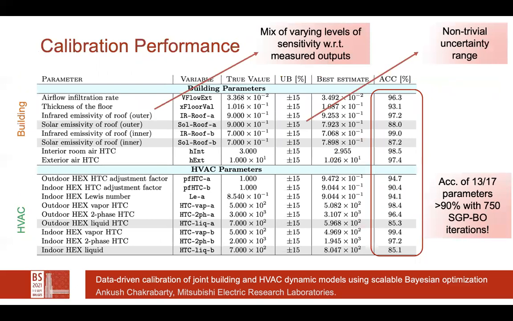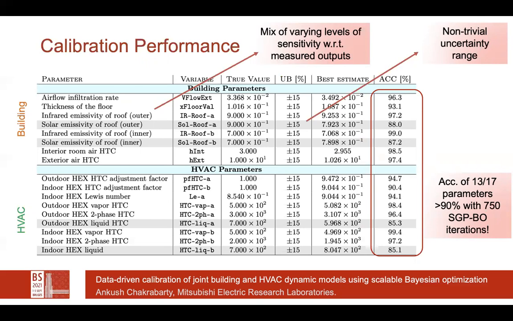This table shows the parameters that we were calibrating. So on the building side, we have, for example, infiltration rate of the airflow, solar emissivity coefficients, room air heat transfer coefficients, and thicknesses such as building material properties. And for the HVAC side, we have mostly heat exchanger heat transfer coefficients that we're trying to estimate. All of these parameters were selected to have varying levels of sensitivity with respect to the measured outputs, so that the problem is not trivial to solve.